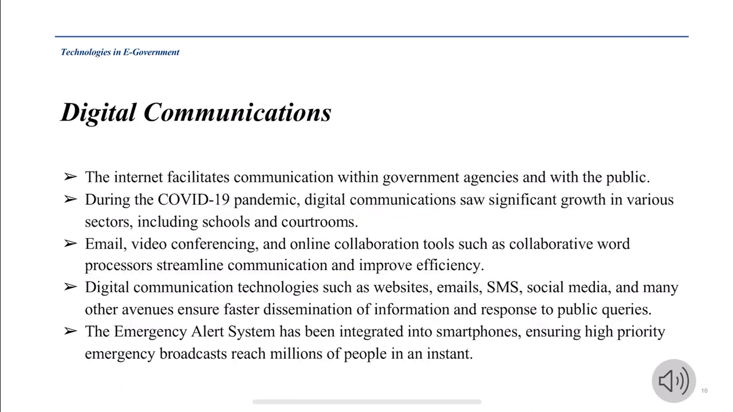Digital communications. The internet facilitates communication within government agencies and with the public. Some of the ways in which it does this are SMS, email, and online video conferencing, which we saw an increase of during COVID, both from schools but also from courts. And they've also got websites, and more recently, governments are using social media. Now, one other form of communication, or different purpose rather, would be the emergency alert system, which has been used to ensure high priority emergency broadcasts reach millions of people in an instant. And while this is not necessarily new, its integration into smartphones has been relatively recent.